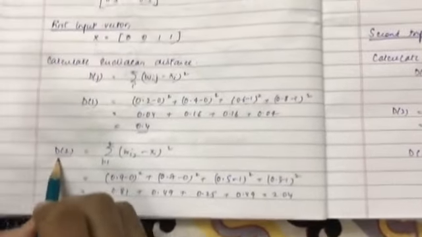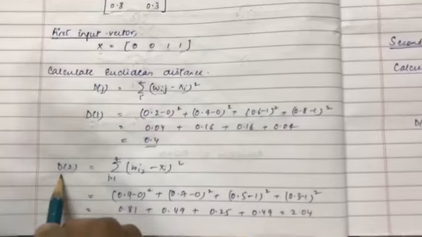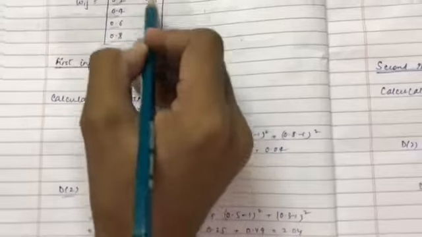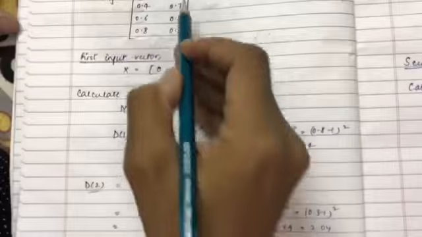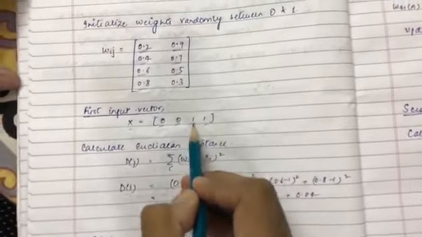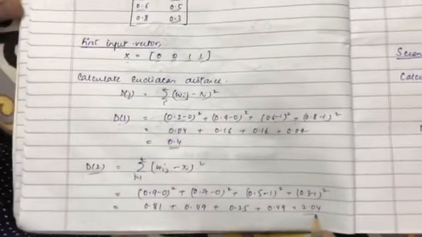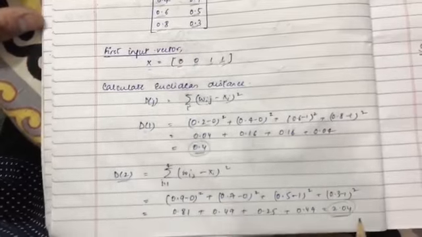Similarly, we'll calculate the square of the Euclidean distance between the input vector x and the cluster unit y2. We proceed in a similar manner. 0.9, since these weights represent the weights with which the input vector is connected to y2, therefore we'll calculate (0.9 minus 0) whole square plus (0.7 minus 0) whole square plus (0.5 minus 1) whole square plus (0.3 minus 1) whole square, and we'll calculate d2, that comes out to be 2.04. Now see, d1 is 0.4 and d2 is 2.04. Therefore whichever is less is called the winning cluster, so d1 will be the winning cluster.